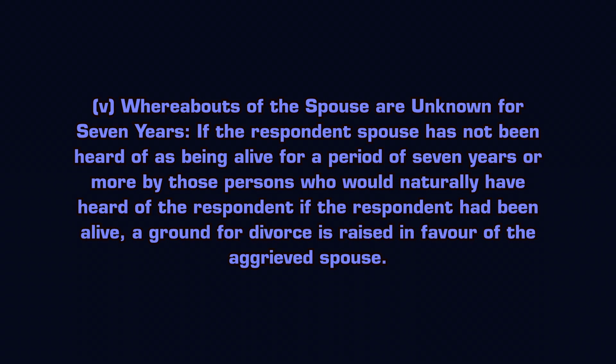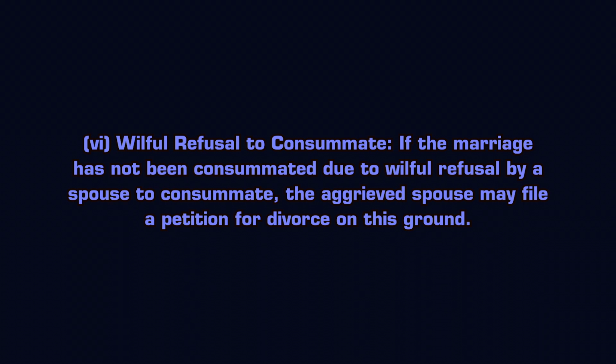If the respondent spouse has not been heard of as being alive for a period of 7 years or more by those persons who would naturally have heard of the respondent, if the respondent had been alive, a ground for divorce is raised in favor of the aggrieved spouse. Coming to the next ground, it is willful refusal to consummate. If the marriage has not been consummated due to willful refusal by a spouse to consummate, the aggrieved spouse may file a petition for divorce on this ground.